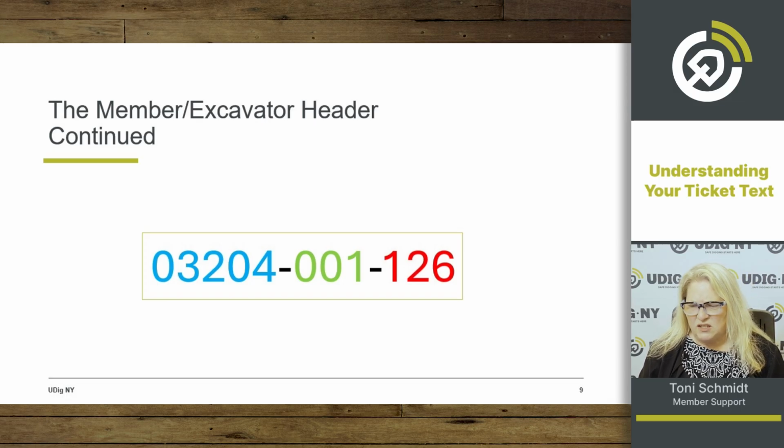The last 2 digits are the version number of the location request. The original request will be 00. Each time an original request is updated, the version will change by 1. Examples of what may cause a version change are things like cancellations, resends.